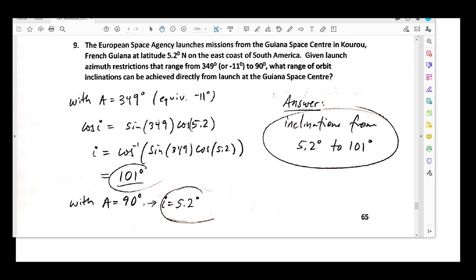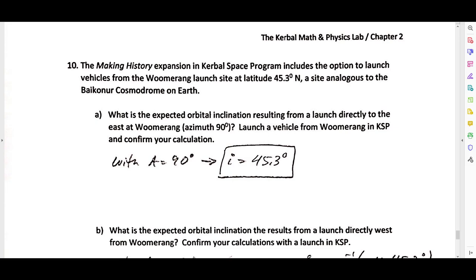All right, so I said I was going to finish with an example in Kerbal Space Program, so let's take a look at this last one, number 10. The Making History expansion in Kerbal Space Program includes the option to launch vehicles from the Woomerang launch site at latitude 45.3 degrees north, a site analogous to the Baikonur Cosmodrome on Earth. So part A, what's the expected orbital inclination resulting from a launch directly to the east at Woomerang, that is an azimuth of 90 degrees? Launch a vehicle at Woomerang in KSP and confirm your calculation.